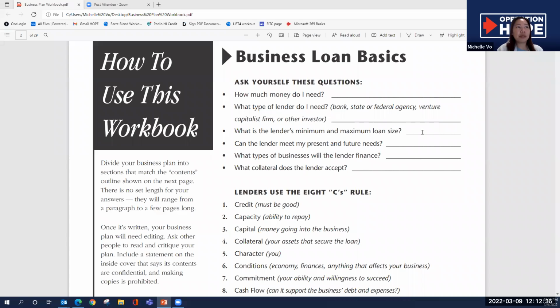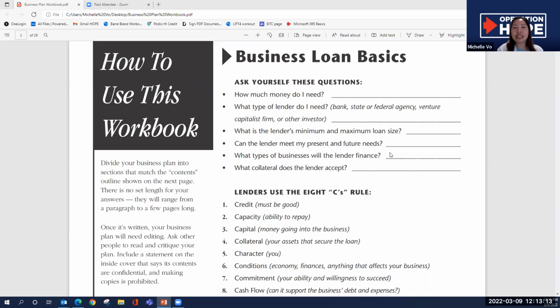What is the lender's minimum and maximum loan size? For most startup businesses, the loan size I usually see is about $50,000 or less. If your business needs more than $50,000, obviously you need to be creative with that, or find a lender that offers more than $50,000 on the loan side. And then, can the lender meet my present and future needs? That is, can the lender grow with me as my business grows? What type of businesses would the lender finance?